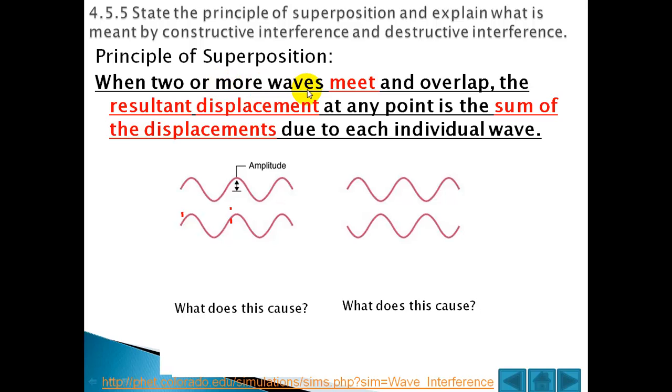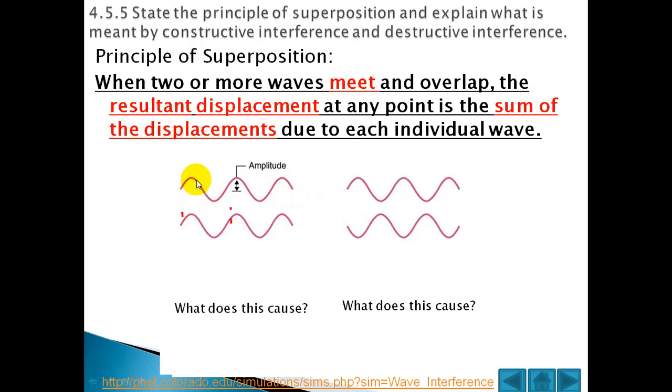When two or more waves meet, that's a marking point, and overlap, the resultant displacement, marking point, at any point is the sum of the displacements due to each individual wave. In definitions, there are probably 2 or 3 marking points. The sum of the displacement is a key point, also the resultant displacement. If there are 3 marks, you need to say that it meets.